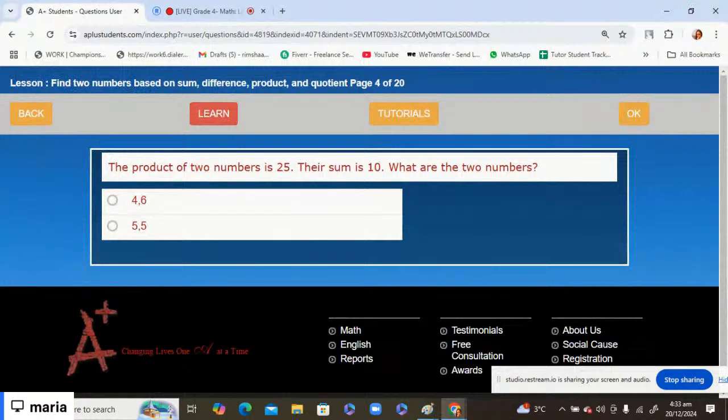First of all, you multiply 4 with the 6. Then you add up. Then check the answer is the same as they are saying in the question, like you get the answer 25 and 10. Then you get the answer 5 and 5. And then tell me is it right or wrong. Let's see it, okay?